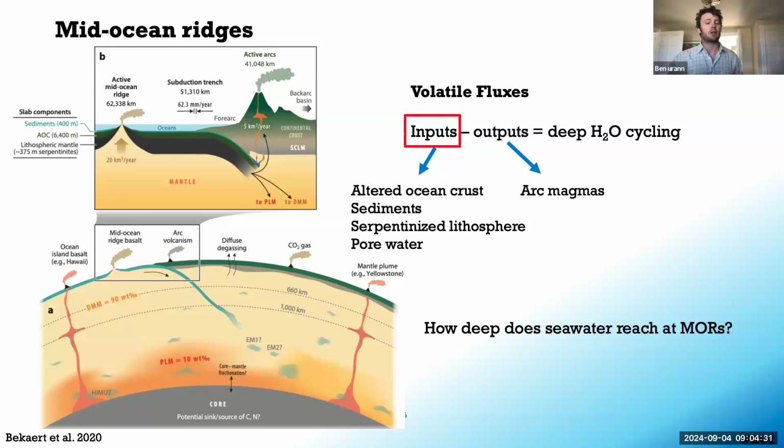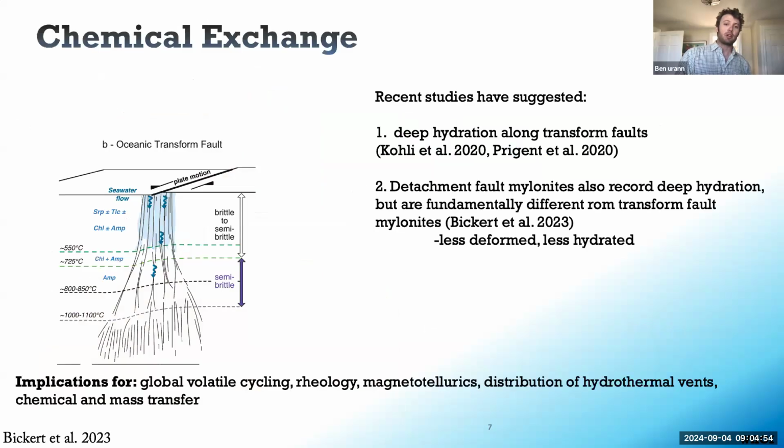And so returning to this big picture slide, I'll really be considering the input side of the equation and focusing on mid-ocean ridge processes, and specifically mid-ocean ridge processes at ultra-slow spreading ridges. And so the real question that I've put on the bottom of the slide here is, how deep does seawater reach at mid-ocean ridges? And this is a pretty timely topic. There have been several papers in recent years.